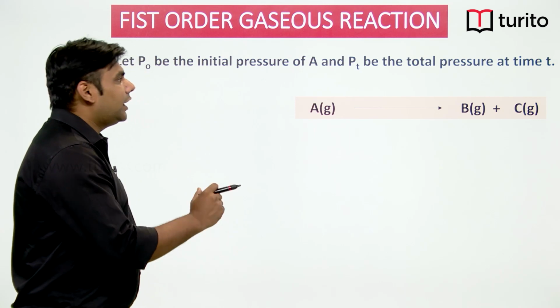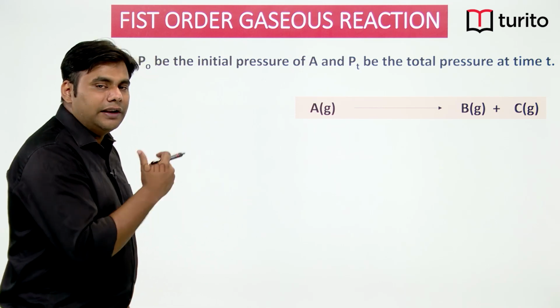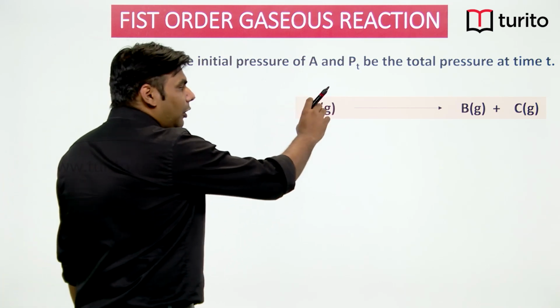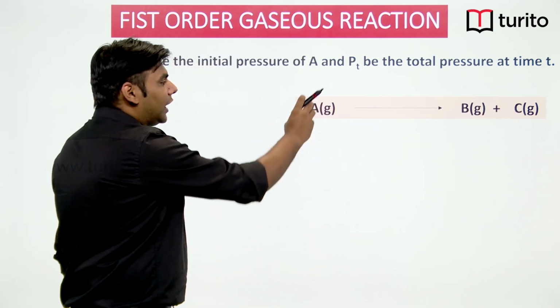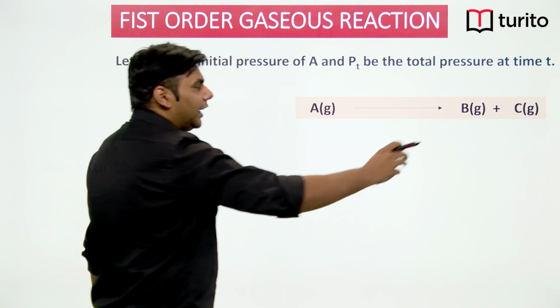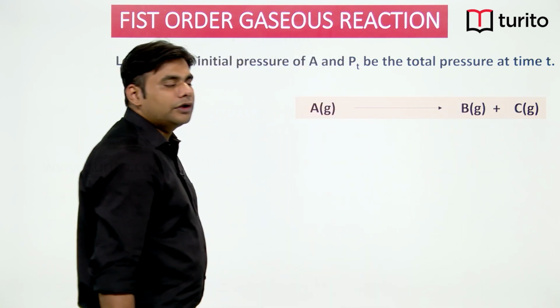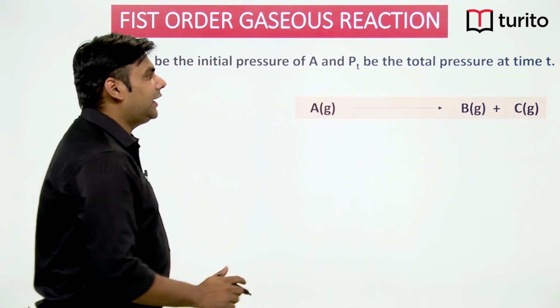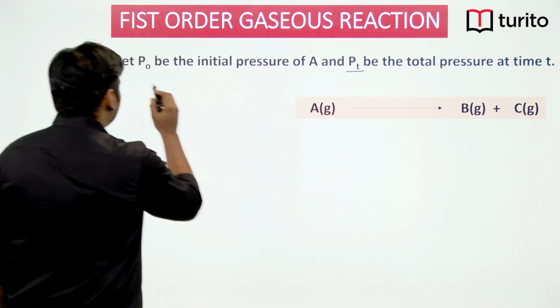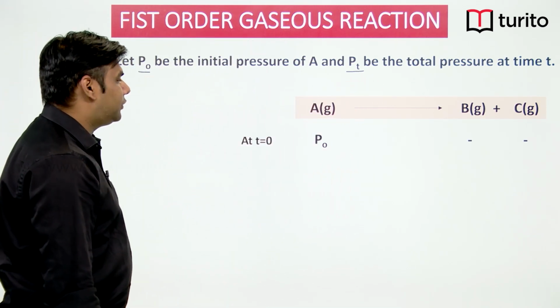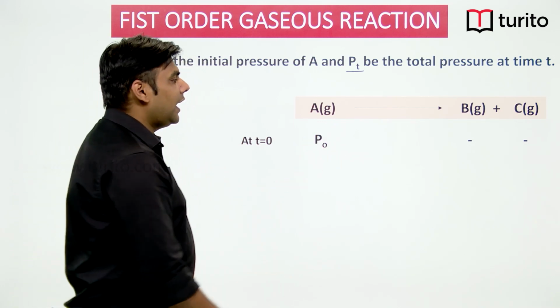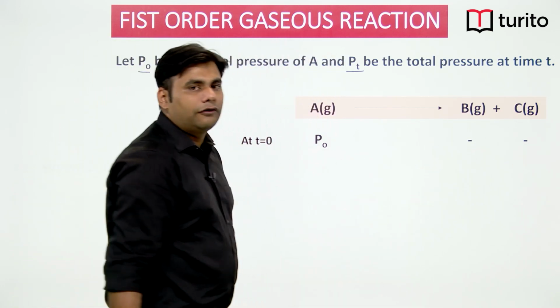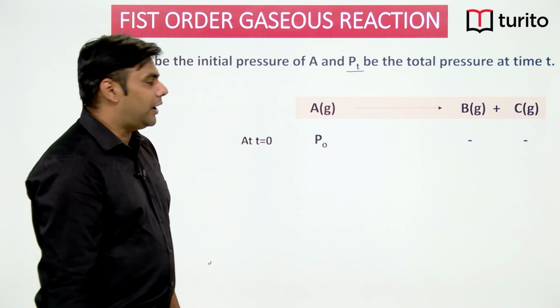partial pressure. Now after some time T, when the reaction has occurred, some amount of this would have reacted, some amount of this would have formed. So that would correspond to some pressure, and this amount will also correspond to some pressure. The total pressure at that time T is Pt. Okay. So we are basically saying that at time T equals 0, we are having only A gas, its partial pressure would be P naught, and at this point of time B and C are not formed, so they will not have any partial pressure.